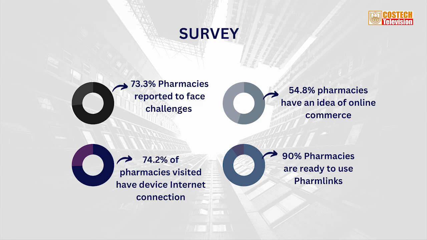Also, 74% of those pharmacies had an internet connection. Internet connection is a very important factor in working with online platforms. So if 74% have internet connection, it's actually very easy to work with online platforms. Also, 90% of pharmacies were ready to use online platforms such as Pharmlinks to make orders of medications. These are very good insights, and this is what keeps us moving to make sure that we reach a larger percent of these pharmacy owners and ease the burden on the final consumer.